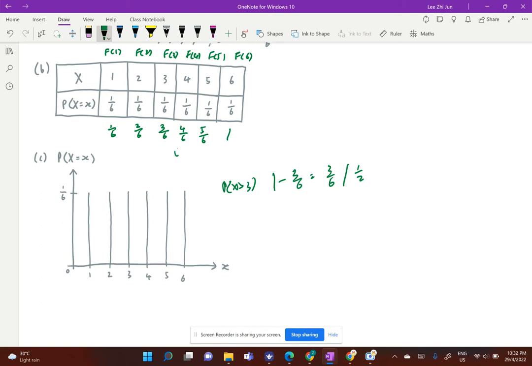So I will get this 3: 1 over 6, 1 over 6, 1 over 6. I'll get this value: P(X equals 4) plus P(X equals 5) plus P(X equals 6).